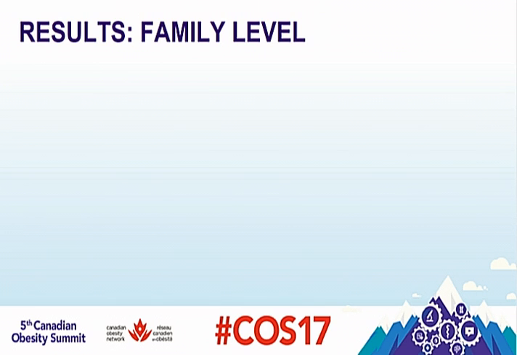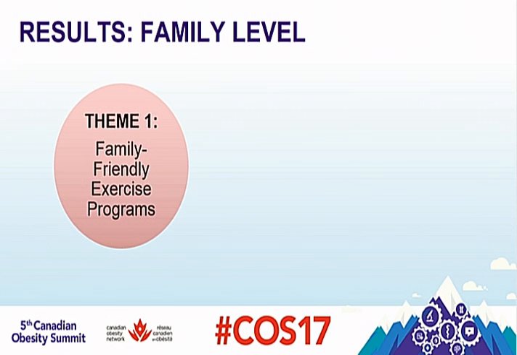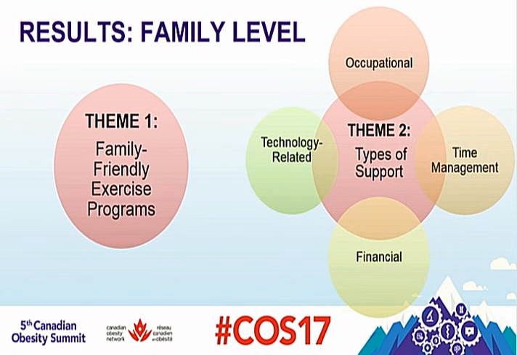So in terms of the results at the family level, what did parents identify as being important at the family level? Two main themes emerged, and I'm going to talk about those in the slides that follow. The first theme was family-friendly exercise programs. And the second theme, which had four accompanying sub-themes that emerged from the responses, was related to the specific types of support that they identified as being important.